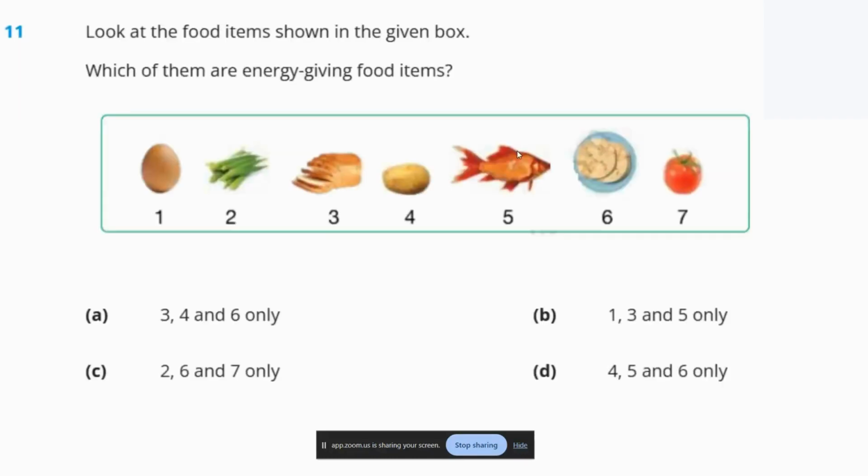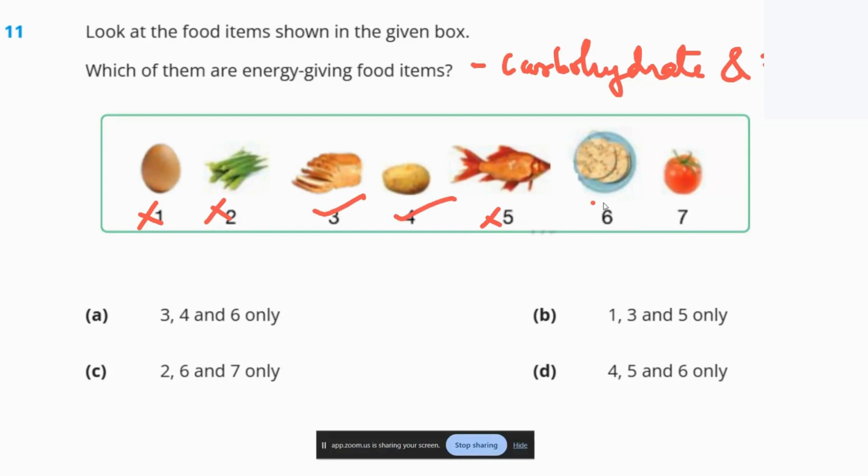Okay, next. Look at the food items shown in the picture. Which of the following are energy giving foods? We know that carbohydrates and fats are energy giving foods, isn't it? So where do we have carbohydrates and fats? Is it the egg? No. Is it the vegetables? No. Is it bread? Yes. Potato? Yes. Fish? No. Chapati? Yes. And tomatoes? No. So 3, 4, and 6. Option number A is our right answer. 3, 4, and 6 only contain energy giving foods.